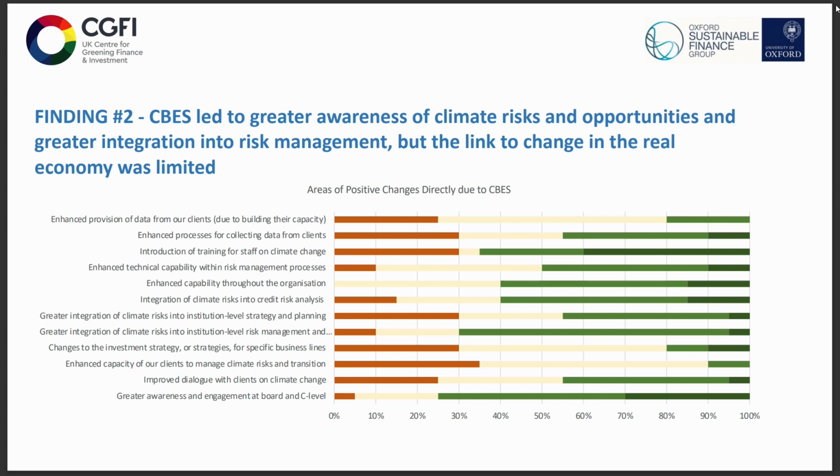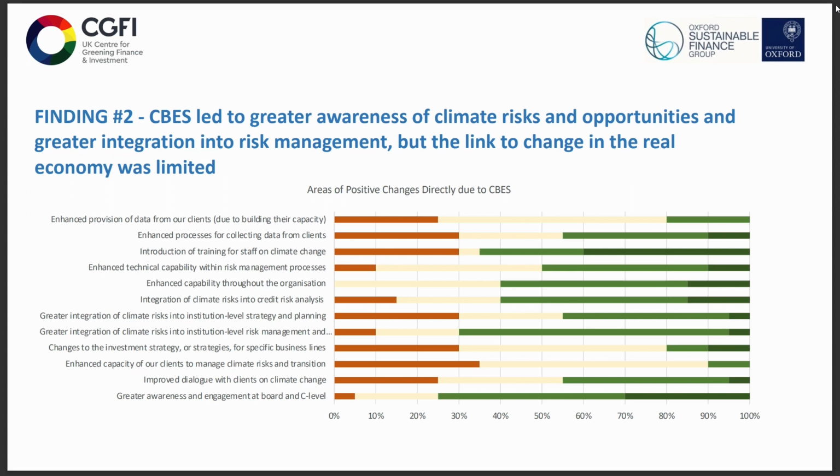So yes, they've said it really improved the awareness and engagement of their board and at C-level within their organisations on climate risk. But perhaps similar to the ECB's finding, actually going into day-to-day credit risk analysis, very few of them said that it was really beginning to come into that day-to-day decision-making. In institutional risk management, it's really starting to feature in there.